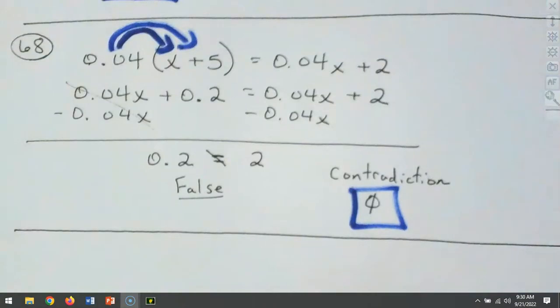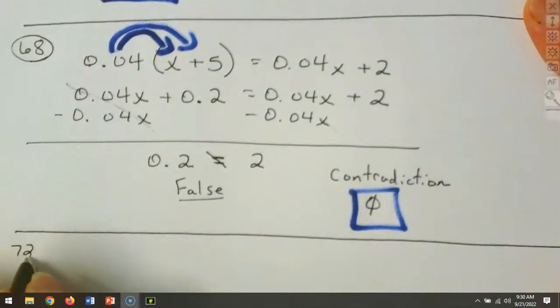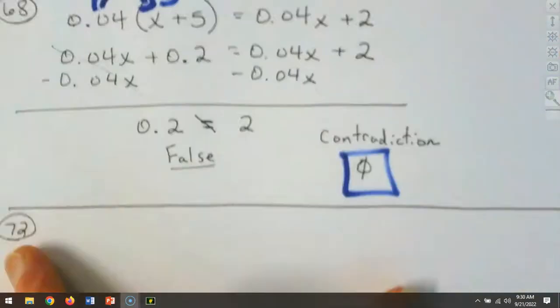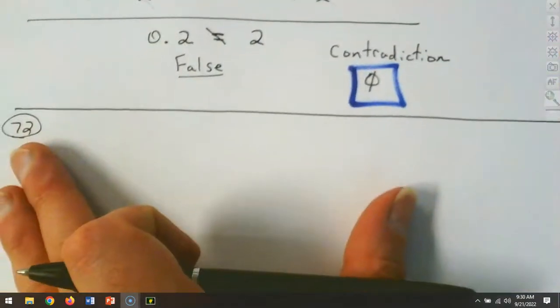Let's look at one where we have an identity again. Let's look at one more of these. This one's got fractions again. Well, yeah, I don't think we're doing a fraction. I think we'll just do one that has an identity. This one's got decimals, not fractions. So let's look at 72. I think we've done enough fractions. We'll do one with decimals. So 72.